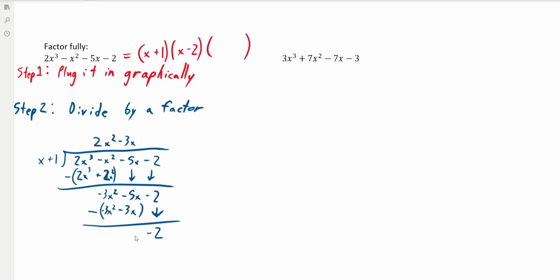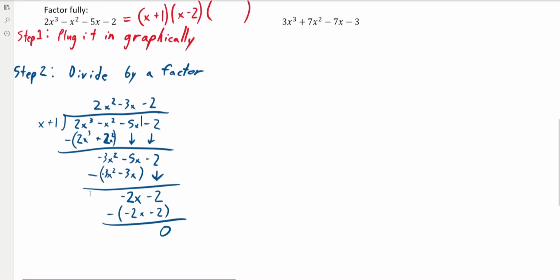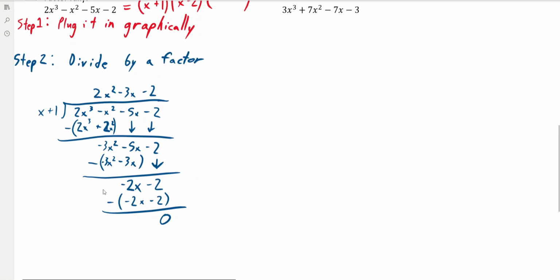Like that. So that leaves us with negative 2x, like this. And this will completely divide it out with a negative 2. Okay. So we have now divided by a factor and gotten a trinomial, of degree 2.